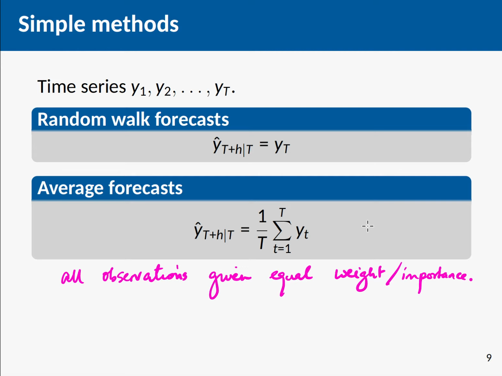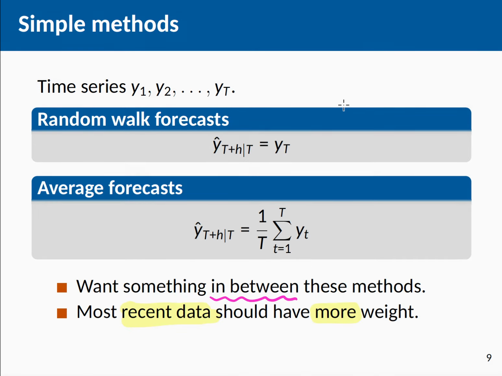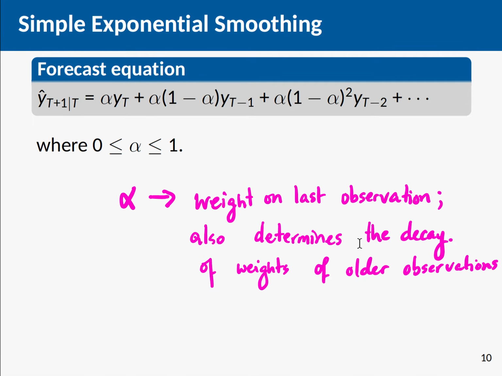And we probably want something between these two extremes, right? We don't want all of the weight given to the last observation. We also don't want equal weight being given to observations across time or in the past. We probably want a scenario where more recent data has more weight and past data has less weight. So we want to understand how we're going to be able to do that.